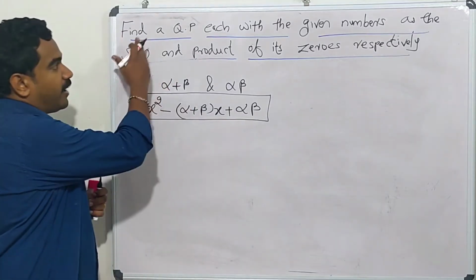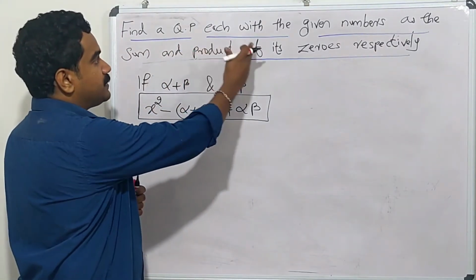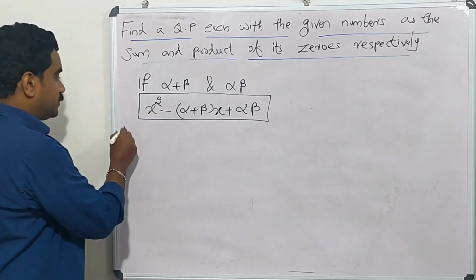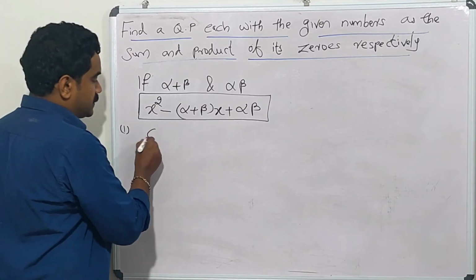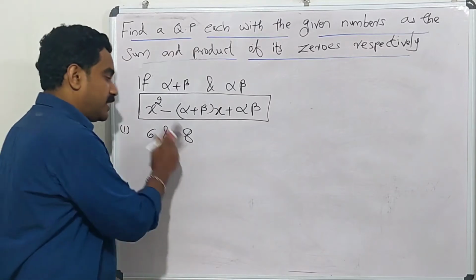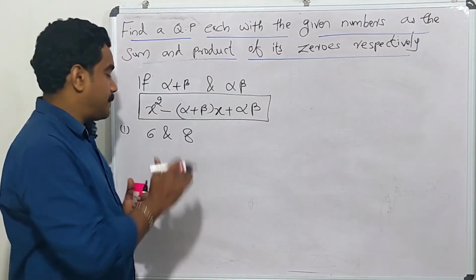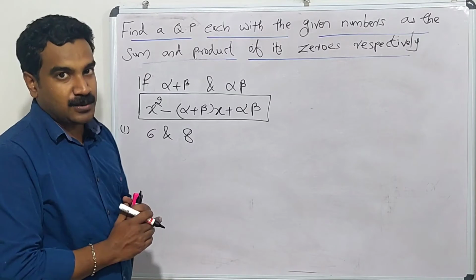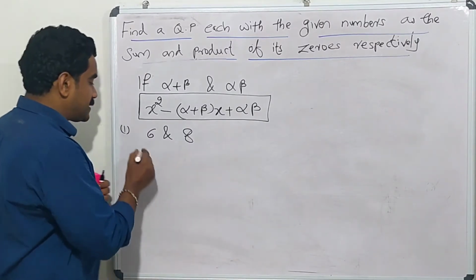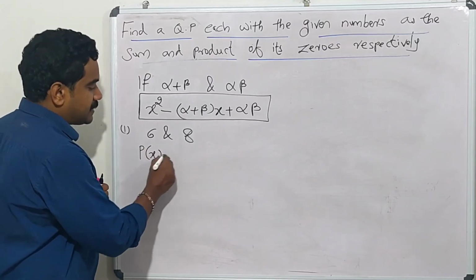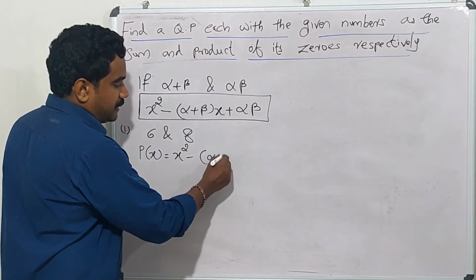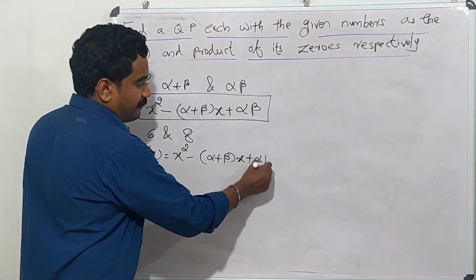Look this question. Find a quadratic polynomial, each with the given numbers as the sum and the product of its zeros respectively. Look the first question. First question, 6 and 8. What is 6? Sum of the zeros. What is 8? Product of the zeros. Sum of the zeros is 6 and the product of the zeros is 8. How can we make a quadratic polynomial? If you want the polynomial in x, then you can write p of x is equal to x square minus alpha plus beta into x plus alpha beta.